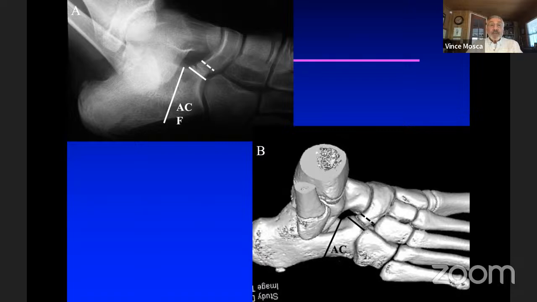So if the child with this coalition has primarily pain, tenderness at the coalition, resect the coalition. And if the flat foot deformity becomes or remains an issue, after the first operation is healed, go back and correct the deformity. If, on the other hand, despite there being a coalition, the pain is due to the deformity, just correct the deformity, do the flat foot reconstruction, and leave the coalition alone.